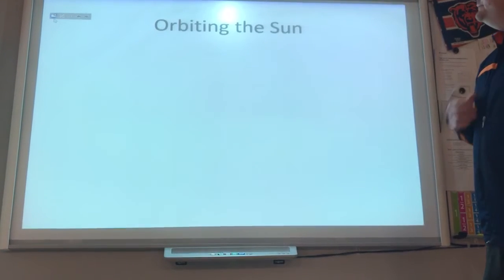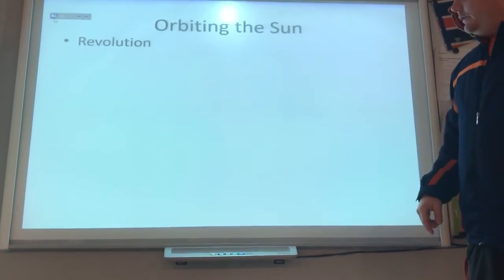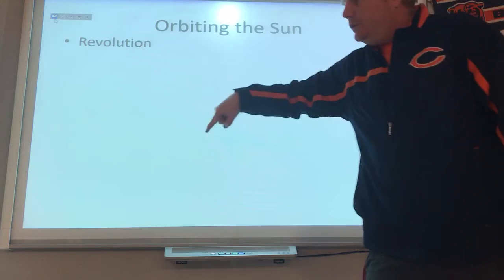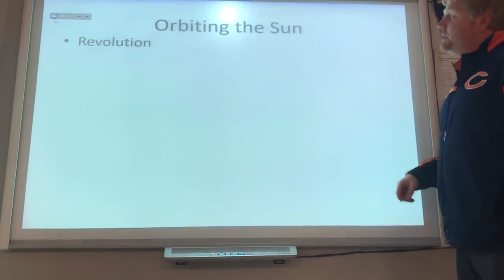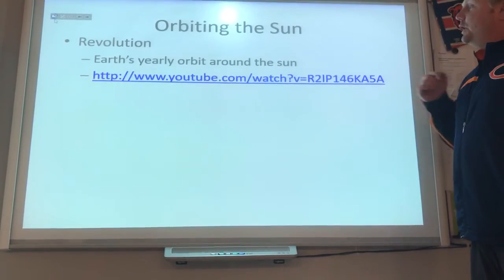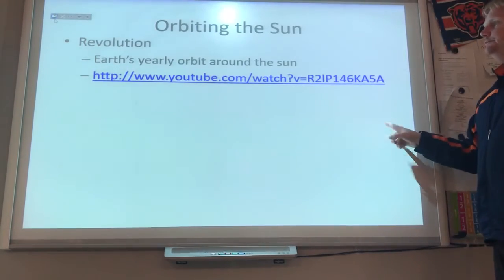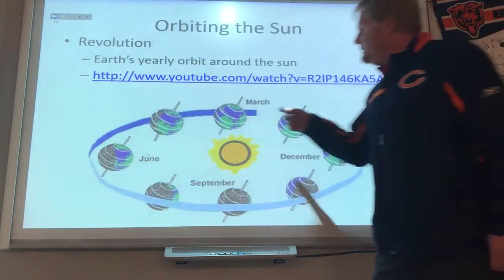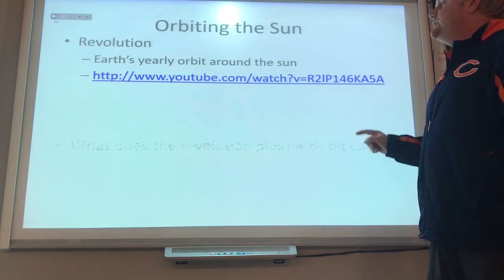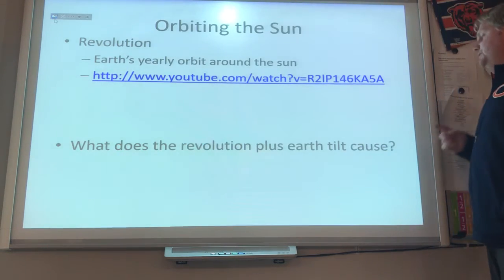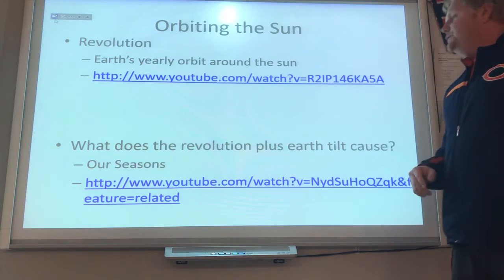Orbiting the sun. Revolution. One time around. Oh, that point in the center, revolving or a revolution around there, that is Earth's yearly orbit around the sun. It happens in a 12-month cycle. It is what causes us to have the revolution plus the tilt, causes us to have our seasons. These two videos will also be linked in.